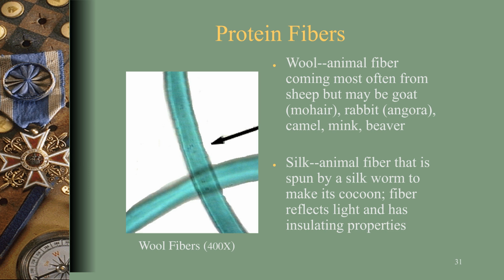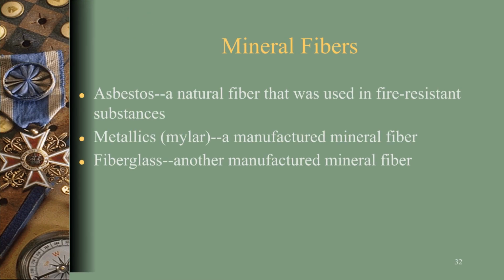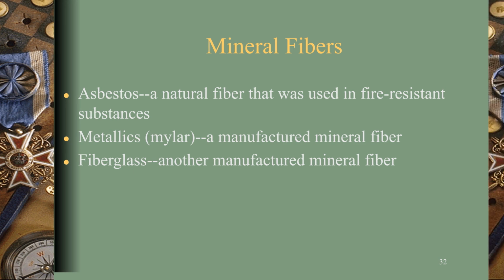Moving to protein fibers, we look at wool, most commonly from sheep, but also goats, rabbits, camels, and other animals. Silk is another animal fiber, created by silkworms to form their cocoons, prized for its ability to reflect light and provide insulation. Mineral fibers include asbestos, historically used for its fire-resistant properties. Other manufactured mineral fibers include metallics, like mylar, and fiberglass.